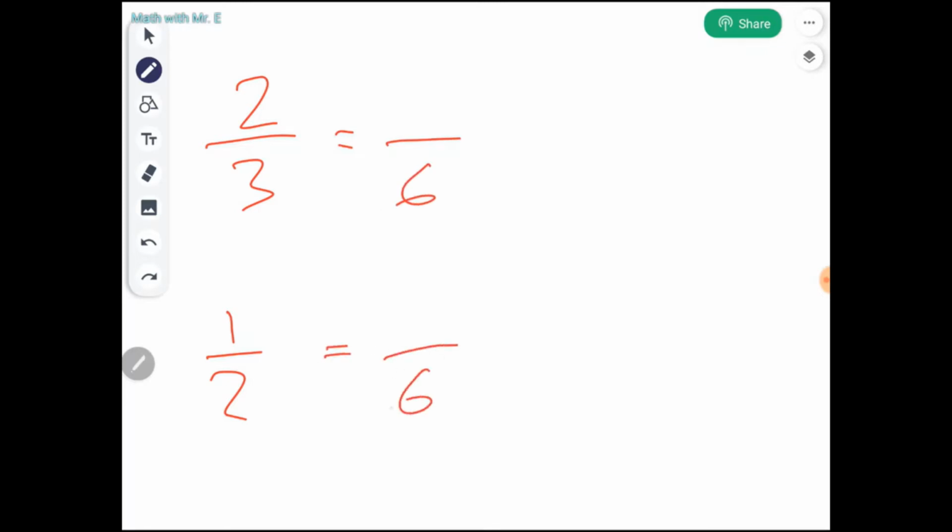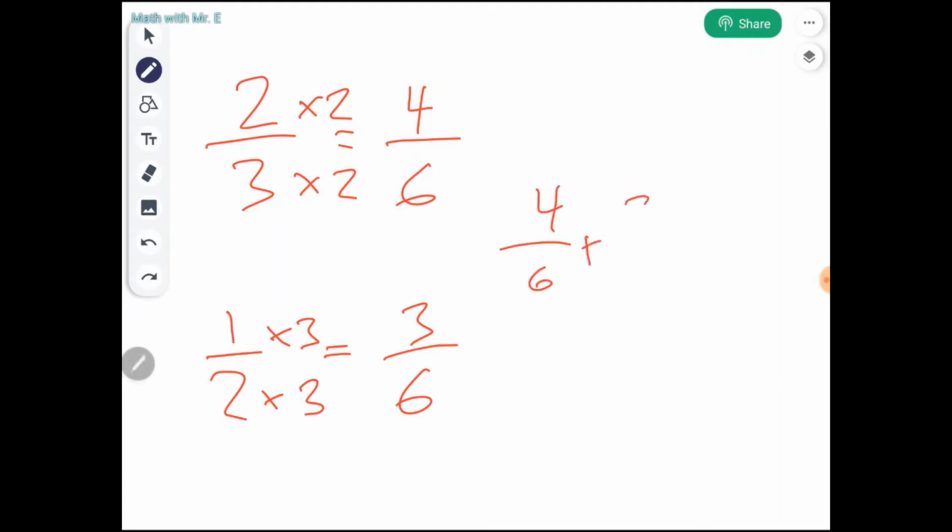So in order to get 1/2 into a fraction with a denominator of 6, we're going to multiply by 3. So we get 3/6, and 3 times 2 equals 6, so that'll be 2 times 2 equals 4. So now that we've got 4/6 and 3/6, we can go ahead and add those two together. 4/6 plus 3/6, we add just the numerators, and we get 7/6.